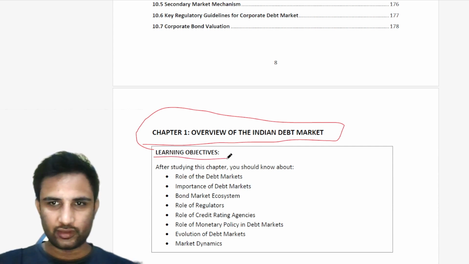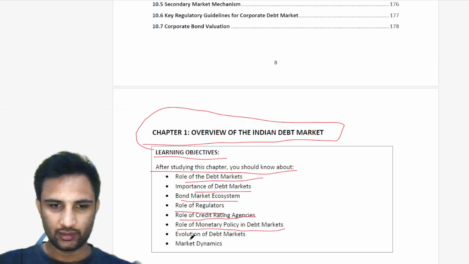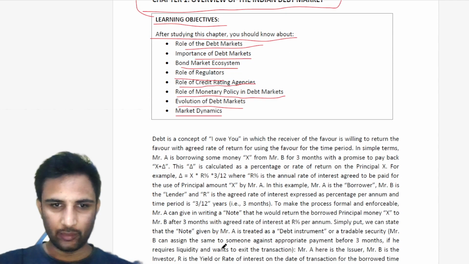The learning objectives are, after studying this chapter, you should know about role of debt markets, importance of debt markets, bond market ecosystem, role of regulators, role of credit rating agencies, role of monetary policy in debt markets, evolution of debt markets, market dynamics.